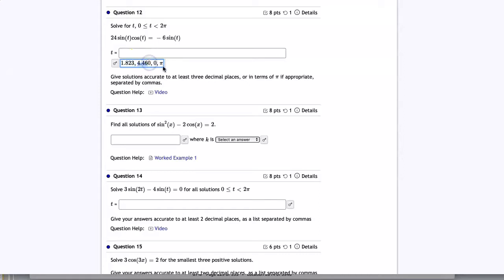And then anything that is exact from the unit circle needs to stay exact, 0 and pi. So don't write this one as 3.14, etc. Write this one as pi.